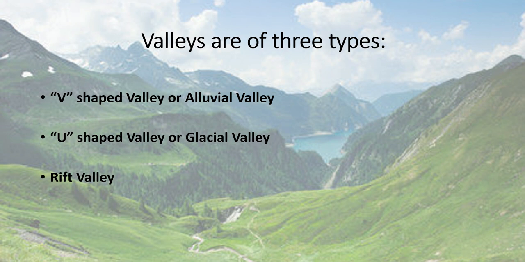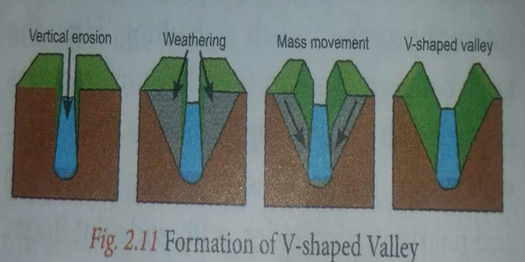So depending on how the valleys are formed, they are of three types. One is the V-shaped valley or the alluvial valley. The second one is the U-shaped valley or glacial valley, and the third one is the rift valley. So let's deal with each one.